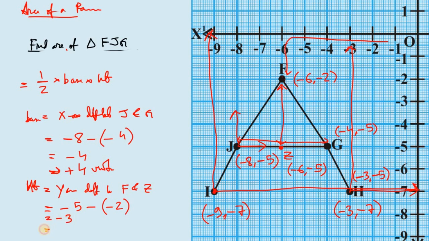Now again we have to consider plus units. So plus 3 units. So what's the area? Area is basically half into 4 into 3, which is equal to 6 units square. See, this is how we do the calculation. So here we have found the area of this triangle.